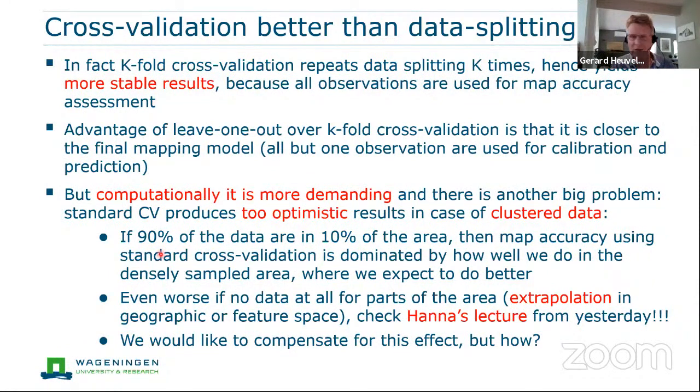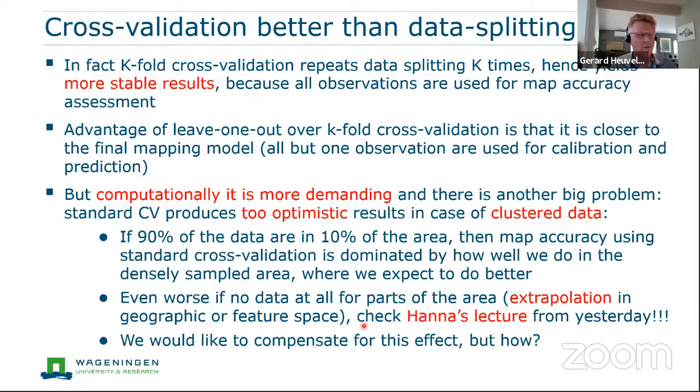For example, if 90% of your data are in 10% of the area, then if you use a standard cross-validation to estimate the map accuracy, this will be 90% dominated by how well you do in 10% of the area. And of course, that's the part of the area where you probably do much better because you have a large, high sampling density in that area. So that would not be fair. You are too optimistic.